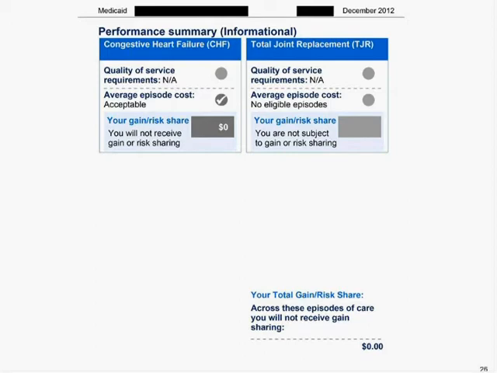The performance summary includes a summary of your performance for all episodes for which you qualify as a PAP. In this example, we just have CHF and TJR. Each episode will show you at a glance your performance in quality, average episode cost, and whether you are eligible for gain risk sharing. This report is color-coded for easy viewing, and at the bottom you will see a summary which shows your total gain risk share across these episodes. You'll see in this example, both costs were in the acceptable range, so there is no gain risk sharing.